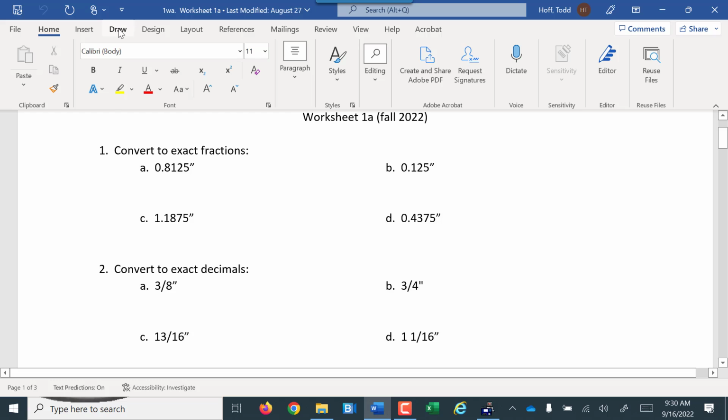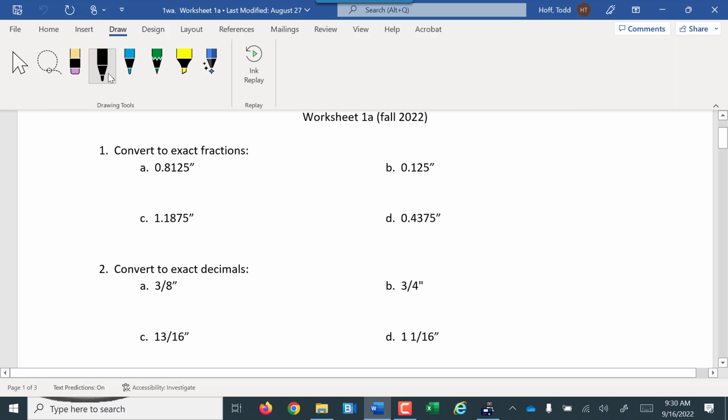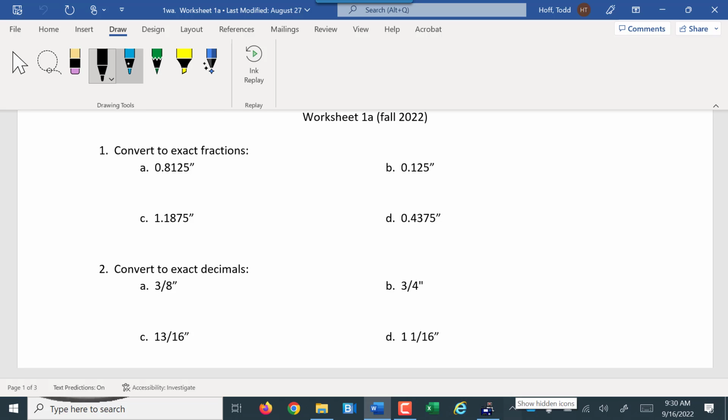If you recall from 2 weeks ago, there is a difference between converting to an exact fraction and converting to a fraction to the nearest eighth inch, 16th of an inch, or whatever unit we're looking for. So for the first set here, we want an exact fraction. So like 0.8125, make that 8125 over what is the denominator? 10,000. You got it. That's the tenths, hundredths, thousandths, 10,000ths.